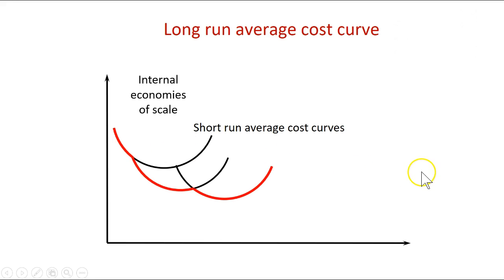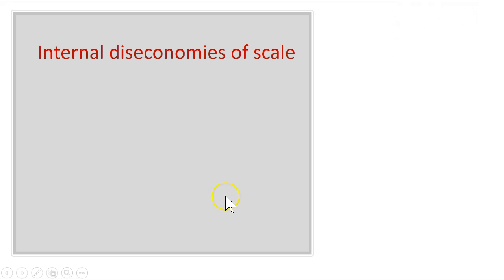Or, if we wanted to make it nice and smooth, we could have a long-run average cost curve which is downward sloping like this, reflecting the fact that as the scale increases, and therefore it produces more, the average cost of production falls. Okay. But that's not the end of the story, because there's the mirror image of that.